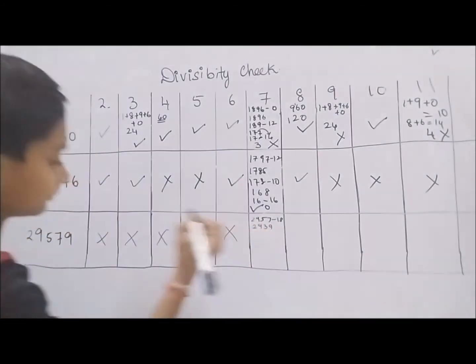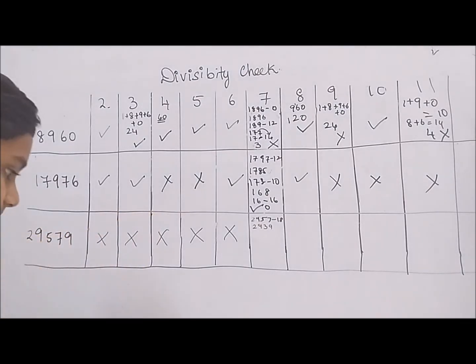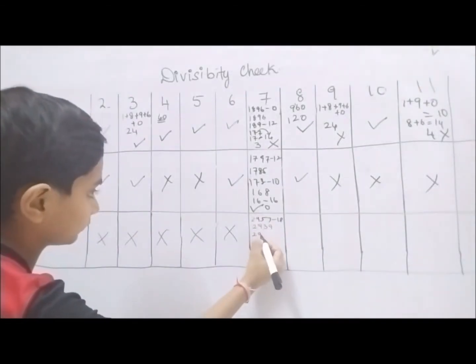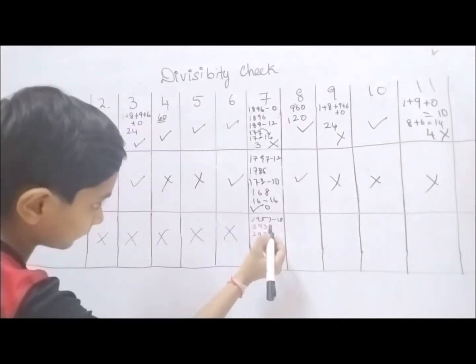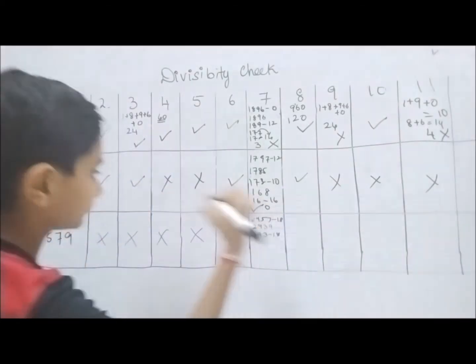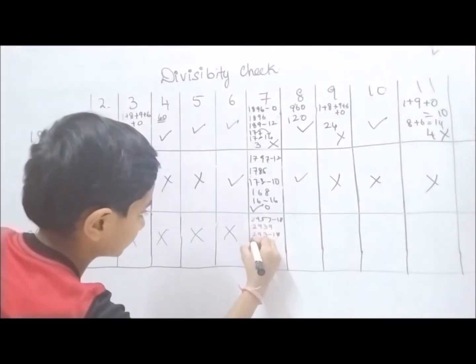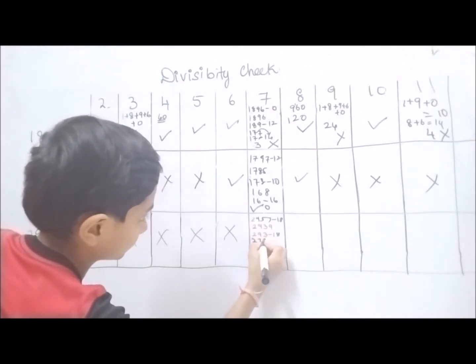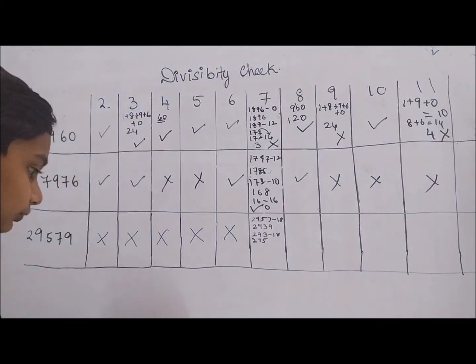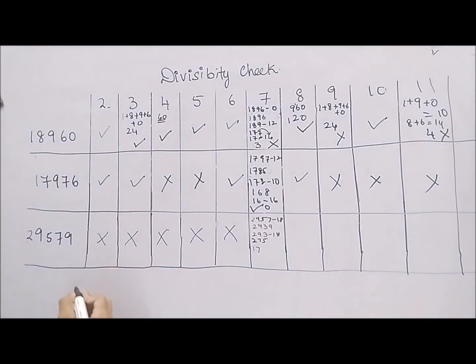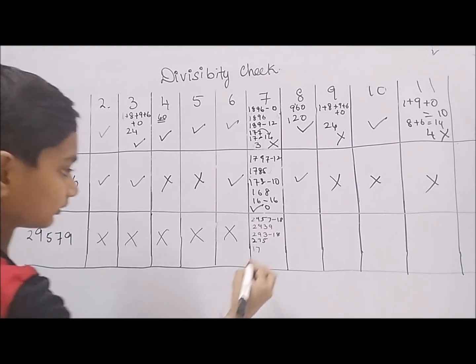Now again we don't know whether it is divisible. So what is the last digit? 9. So 293 minus 18. What would be the answer? 275. Now what should we do? 27 minus 10. Which is 17. Is 17 divisible by 7? No. So it's cross.